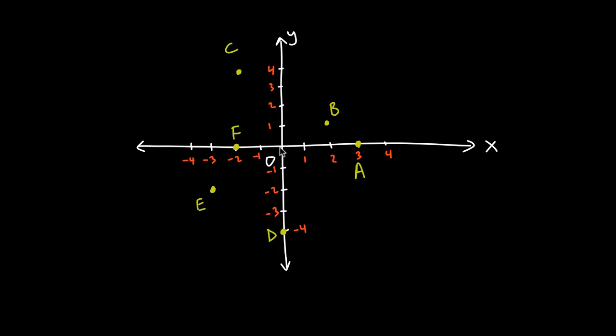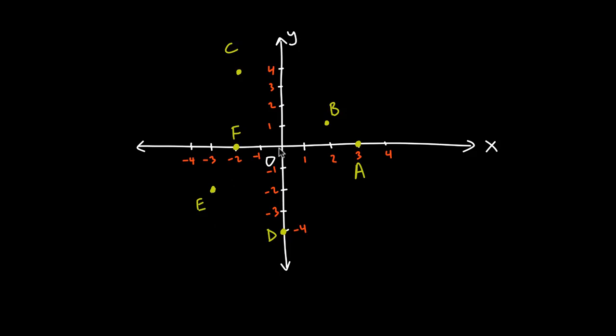For E, we would need to go 1, 2, 3 units to the left, and then we would need to go 1, 2 units down. So the coordinates would be negative 3, negative 2, and it's in quadrant 3. It's quite obvious that it's in quadrant 3.